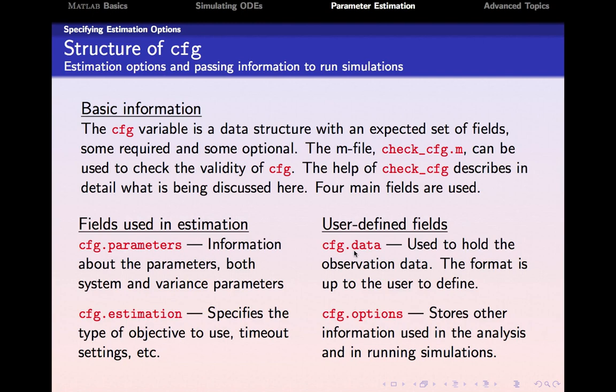And then if you want to manage your estimation routine on your own, like if you want to add conditional statements within the observation details function that you're creating, you can stick all of that information in cfg.options. Both of these, cfg.options and cfg.data, are user-defined fields, and you can create them in any format you want that makes sense to you, as long as you understand what it is that you're doing. You have a lot of freedom here.